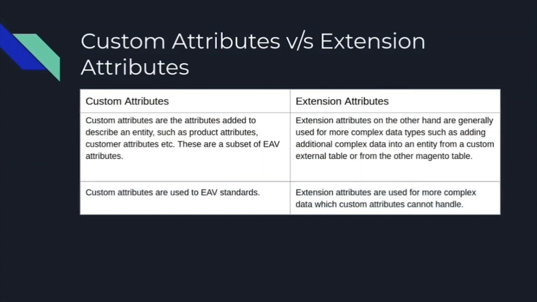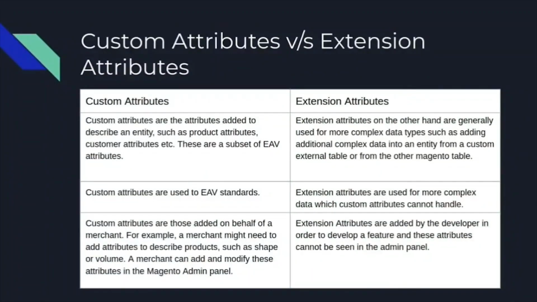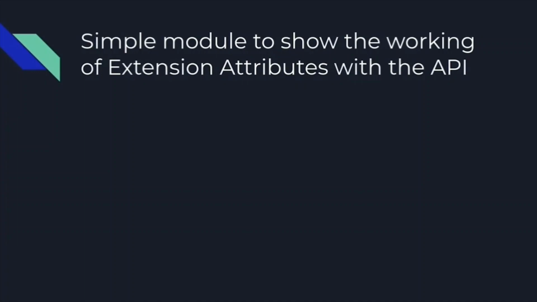Custom attributes follow EAV standards, whereas the extension attributes are used for the more complex data which custom attributes cannot handle. Custom attributes are those added on behalf of a merchant. For example, a merchant may need to add attributes to describe a product such as shape, volume. A merchant can add and modify these attributes in the Magento admin panel. Extension attributes are added by a developer in order to develop a feature, and these attributes cannot be seen in the admin panel. So now we'll see a simple module to show the working of an extension attribute with the API.